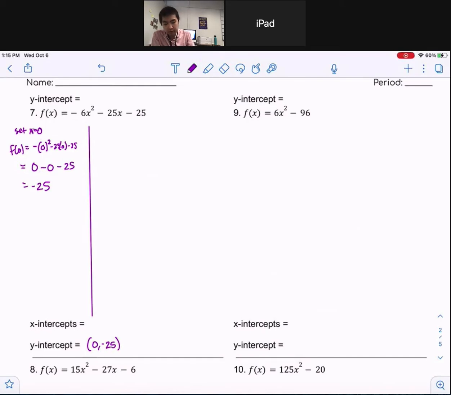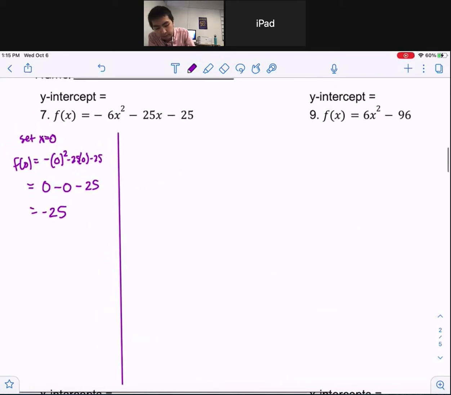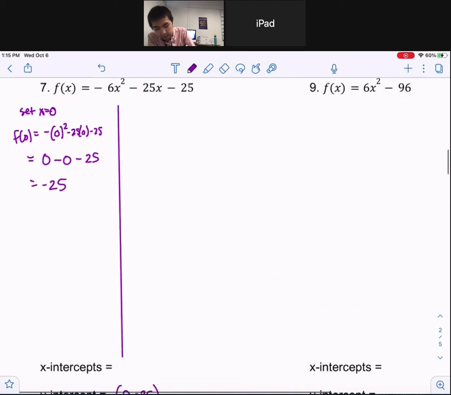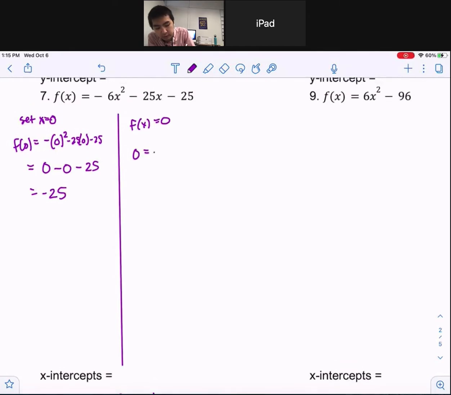Now let's find the x-intercept. Set f of x equal to 0. So we're going to get 0 equals, okay, we'll do grouping first this time. So we can factor out a negative 1 from each term. Why? Because there's a negative in the front. So all of these become positive now. And now, since a is greater than 1, we can do our x method first.